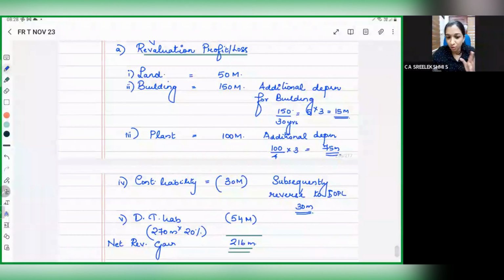What about the deferred tax liability? Will it have any impact on my post-acquisition profits? Will this have an impact on post-acquisition profits? What do you think?